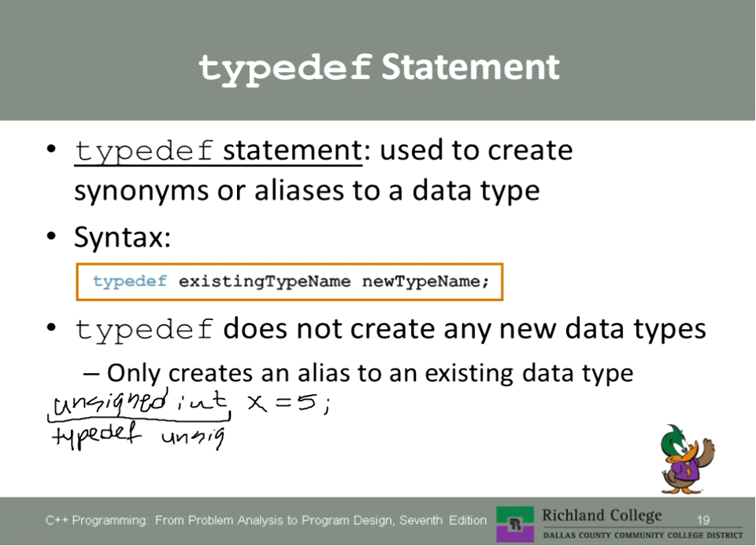What is the existing one? Unsigned int, and I want to call it RLC. Now I can just say RLC x equals 5. And now that RLC will really refer to unsigned integers.